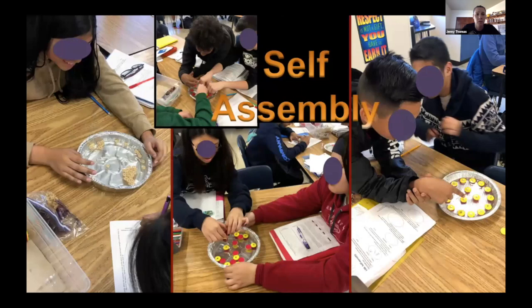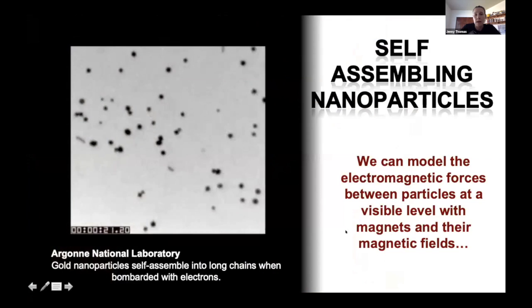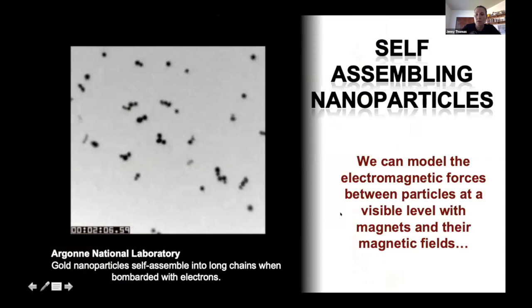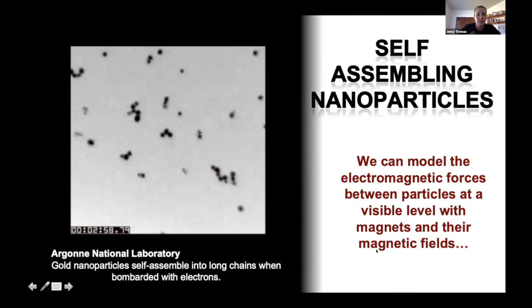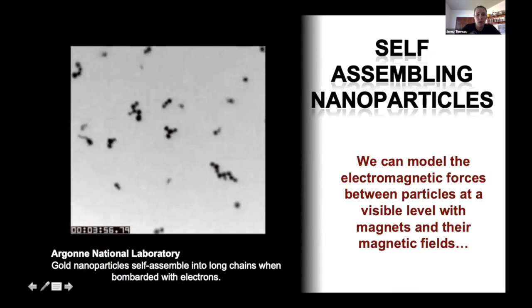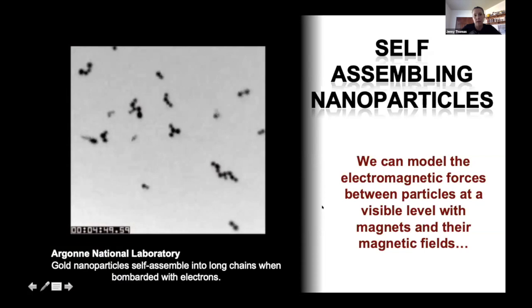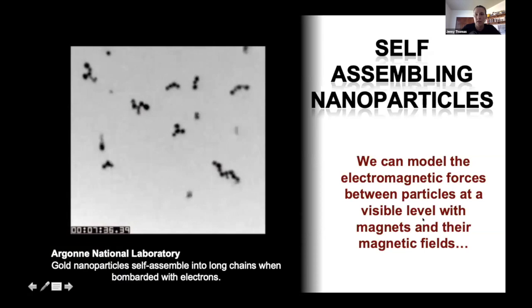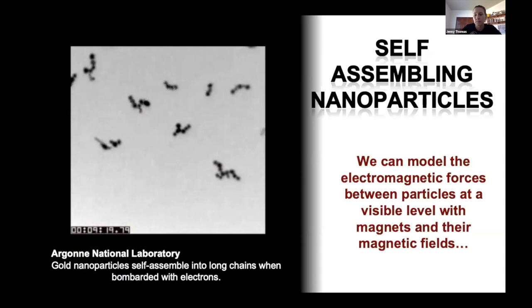So here are my kids doing the floating self-assembly and also looking at Cheerios. They were fascinated with their cereal for the whole rest of that week. And so we can model the electromagnetic forces between particles at a visible level with their magnets and their magnetic fields. Literally what we saw in that activity that we did, that's what's happening at a molecular level, which is pretty crazy. But that activity allows us to make it visible for students so they can conceptualize at the invisible level, or the nano level.